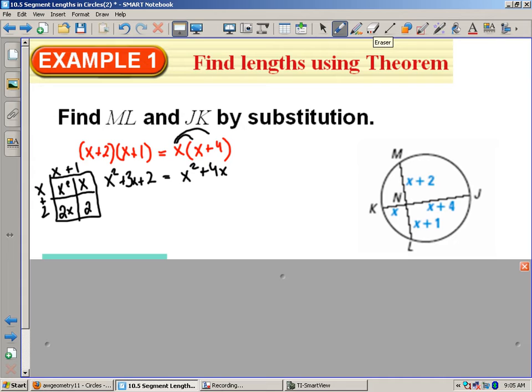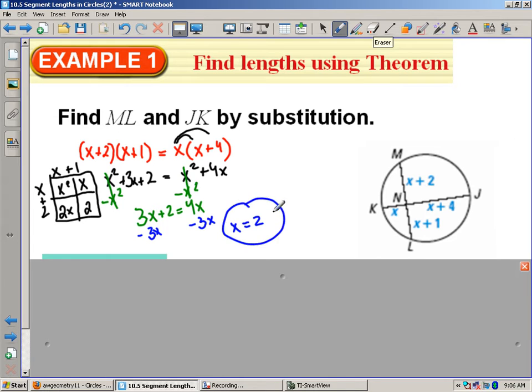So now the whole idea is that I have to find x, so with this equal sign, I can subtract x squared across the equal sign. Hey, that's good. No quadratic formula necessary. The x squareds go away. I'm left with 3x plus 2 equals 4x. And if I move the smaller x across the equal sign by subtracting 3x, I get x equals 2. That's very good.